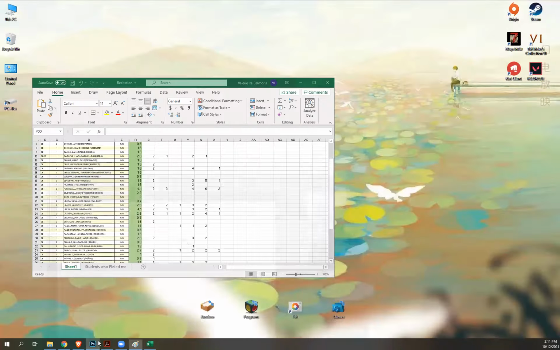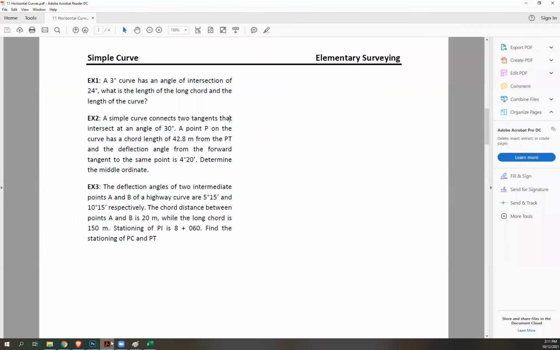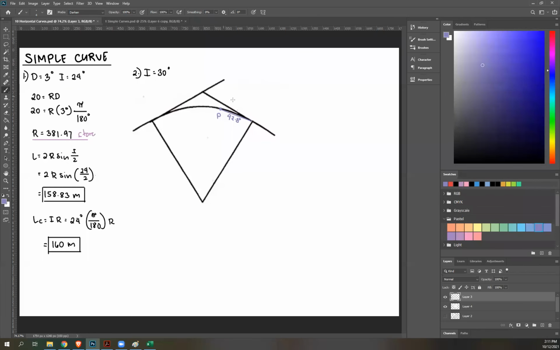Okay? And then another thing that's given, deflection angle from the forward tangent to the same point is 4 degrees 20 minutes. So deflection angle, forward tangent, this is the forward tangent, this is the back tangent. So from here to point P, that's this angle over here, and this one has an angle of 4 degrees, 20 minutes. Okay? What else? So nothing more. The question here is getting the middle ordinate. And we've already established that to do that, I need to get this length R. And this is also R.